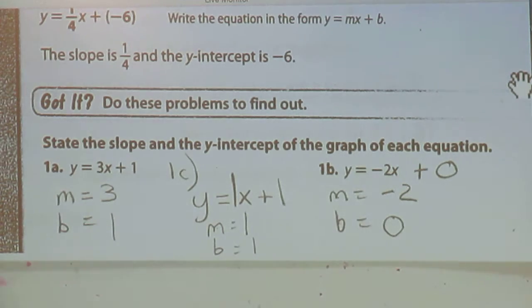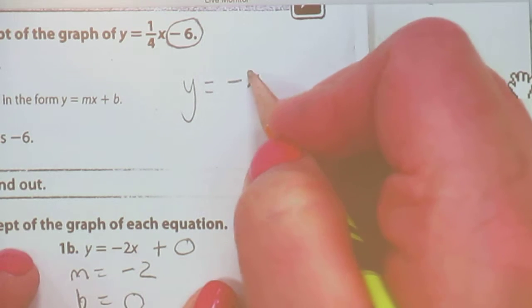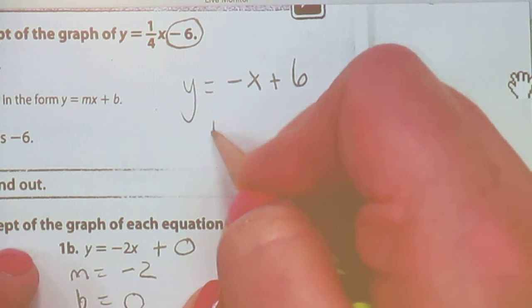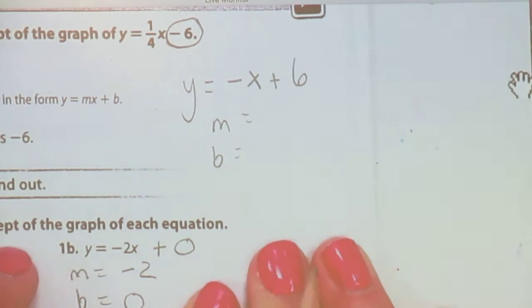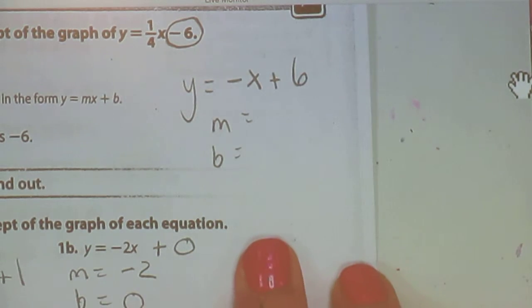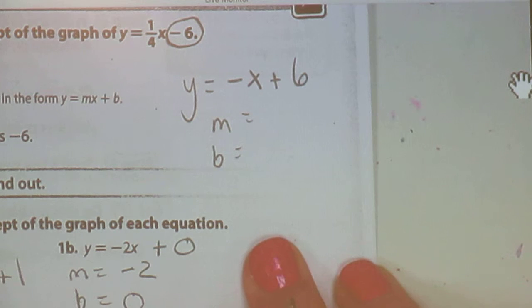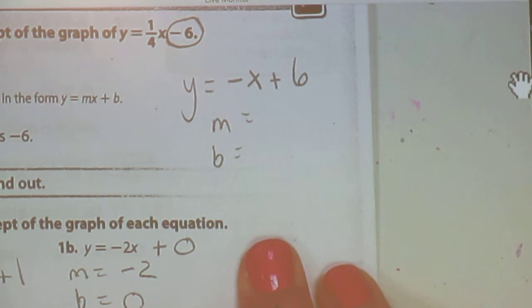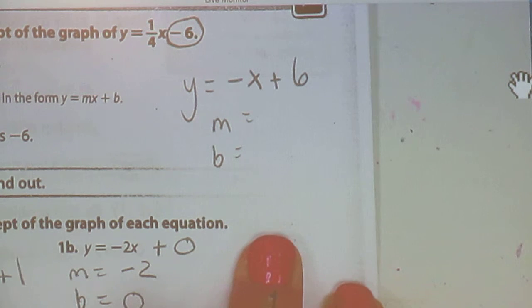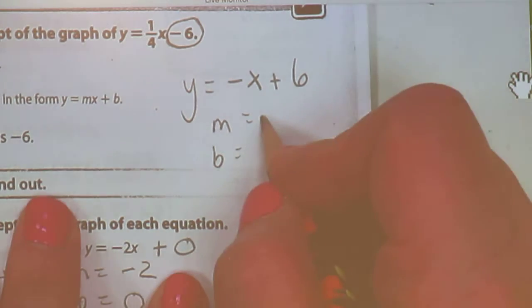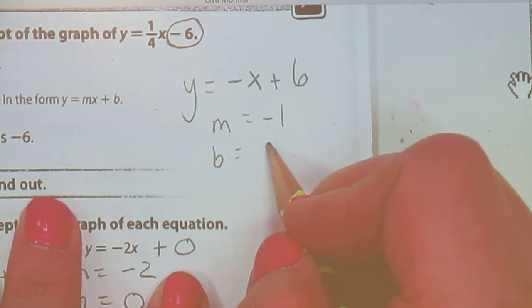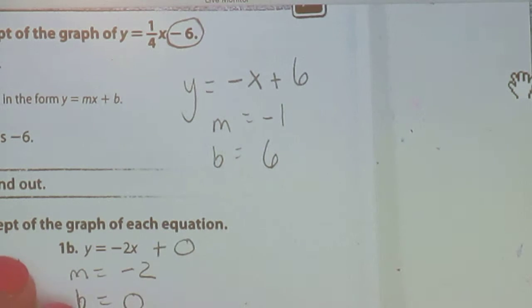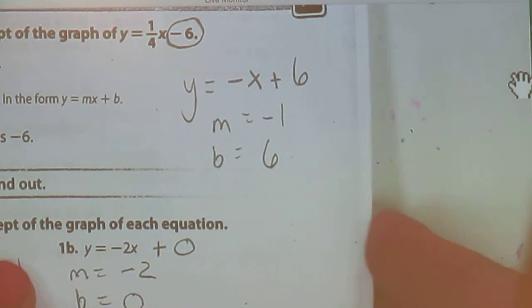Okay. What about if we had one more that looked like this? y equals negative x plus 6. Find the slope and the y-intercept. What do you think, Robert? M would be -1. Correct. -1. And what's the y-intercept? 6. Good. Okay. So I think we found all the possible variations there.